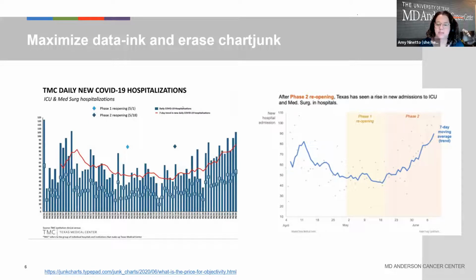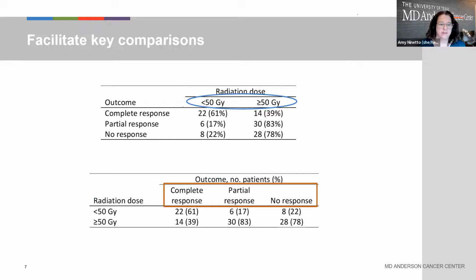And this graph replaces the bars with these little dots, because of course the moving average is what's important here, not necessarily hospitalizations on any one day. And then the use of shading for the phase 1 and phase 2 reopening tells you the story of the trend, what happened after the reopening, much more clearly than this overly data heavy and ink heavy graph.